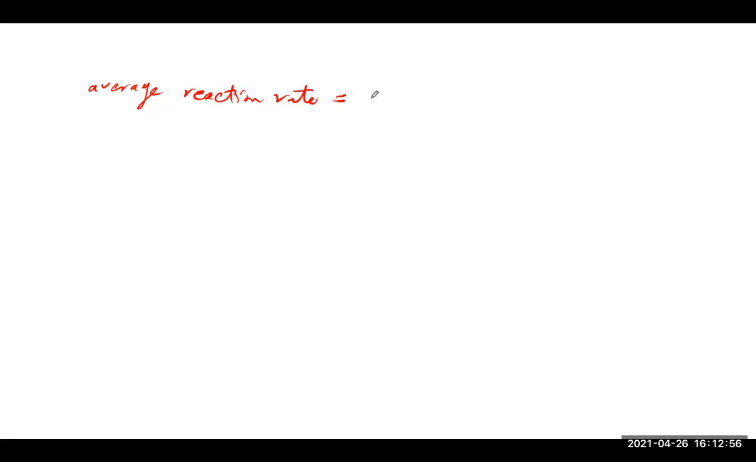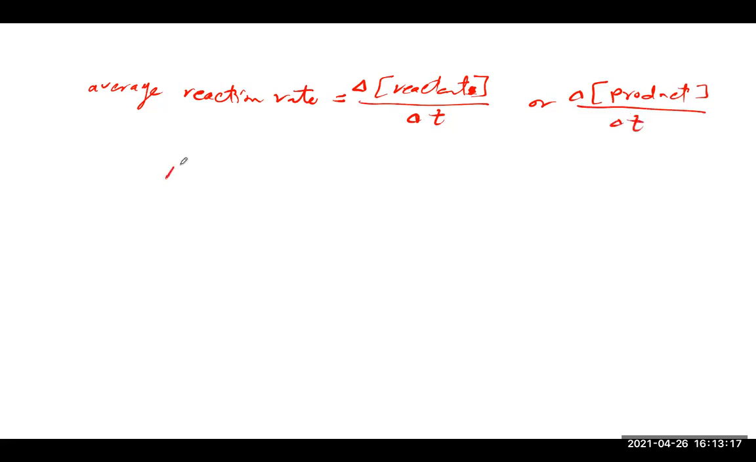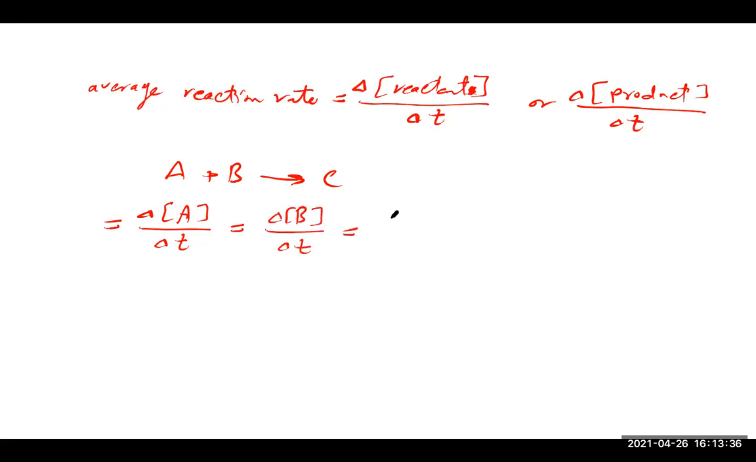To calculate the average reaction rate, we have two formulas. The first one is the change in the concentration of one of the reactants over delta T, or the change of the concentration of one of the products over delta T. If we have a reaction like A plus B will give you C, we can write the formula of the average rate as the change of the concentration of A over the change of time, or the change of concentration of B over time, or the change of the concentration of C over time.